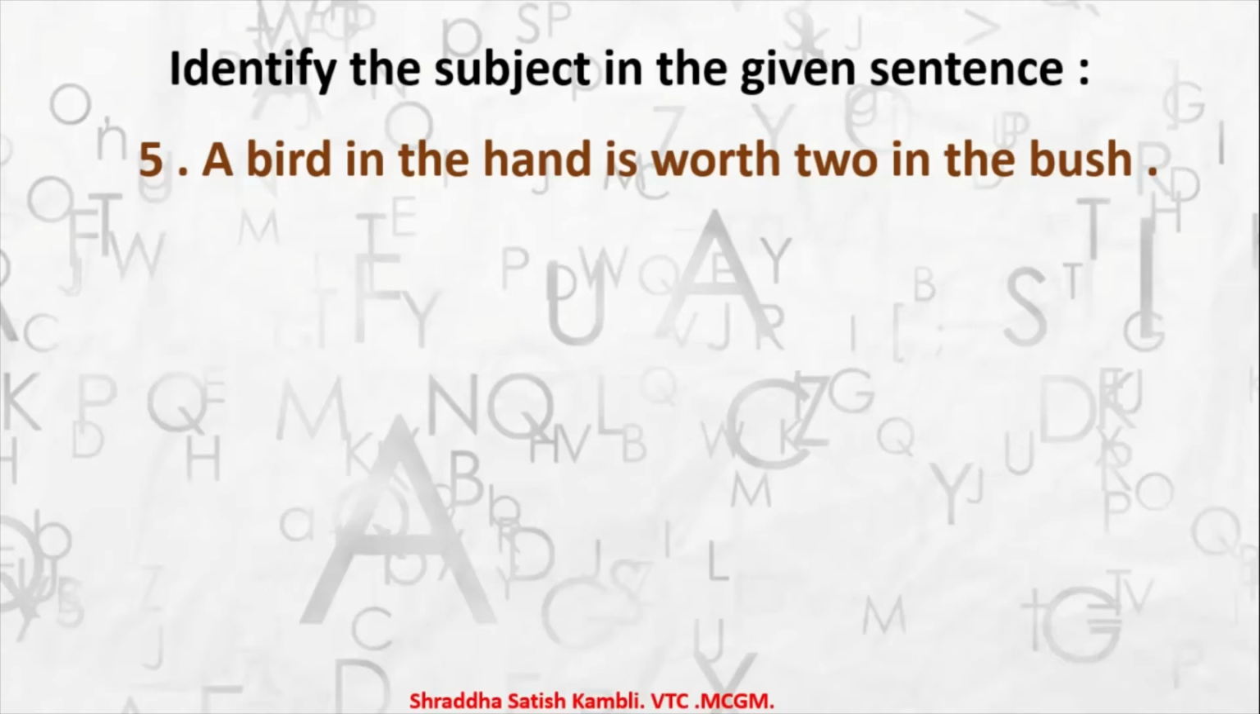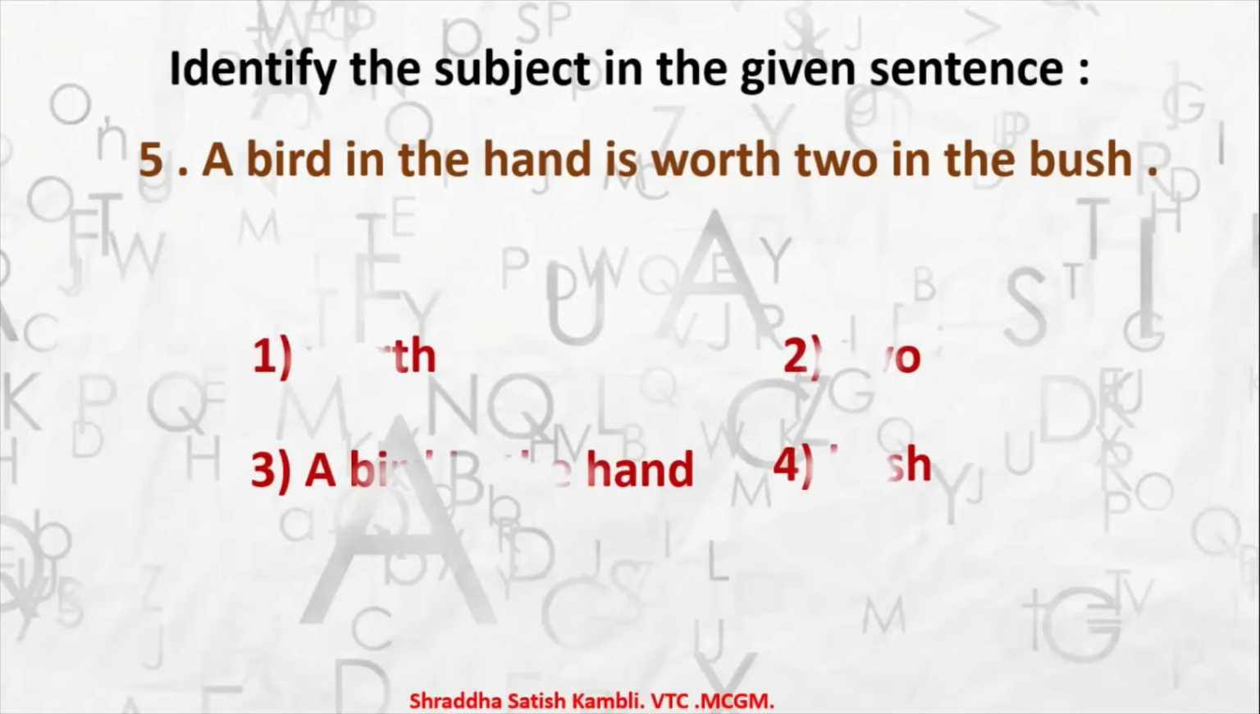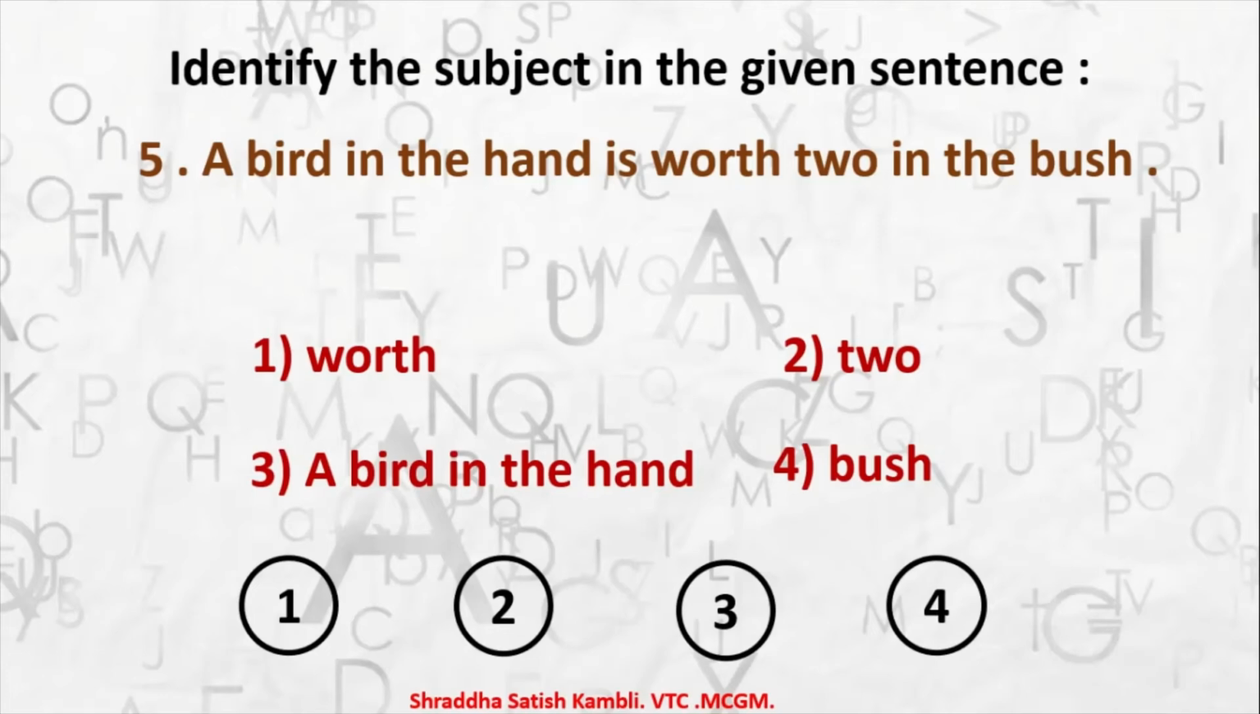It is a kind of proverb or a saying in English: A bird in the hand is worth 2 in the bush. So which one is the subject? Worth, 2, a bird in the hand, or bush? Which one is the subject here, children? It is the third one. A bird in the hand is worth 2 in the bush. So what is worth 2 in the bush? A bird in the hand.